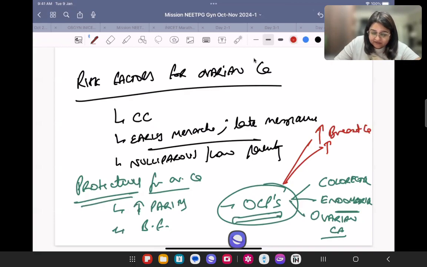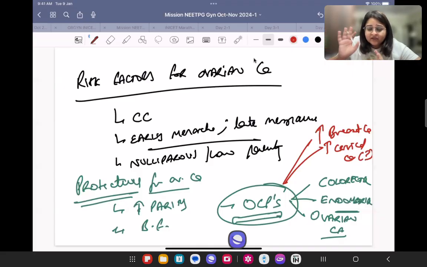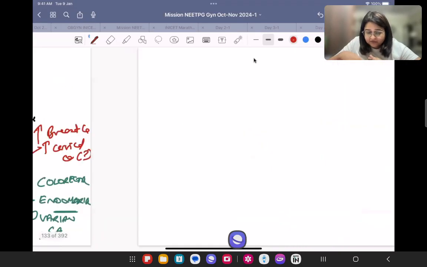Breast cancer and cervical cancer. Cervical cancer is a little query because some studies are now saying it does not. But breast cancer definitely it increases the risk. So this is important. We will be discussing this again tomorrow because tomorrow is mainly contraception and oncology and a few extra topics. But this is important.